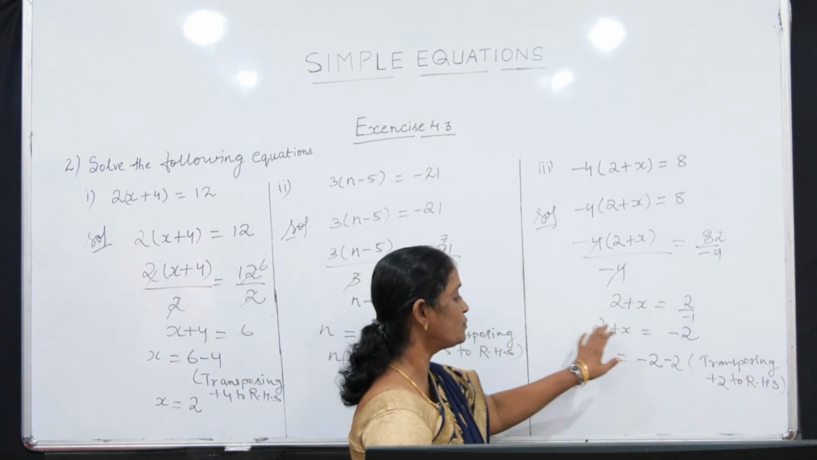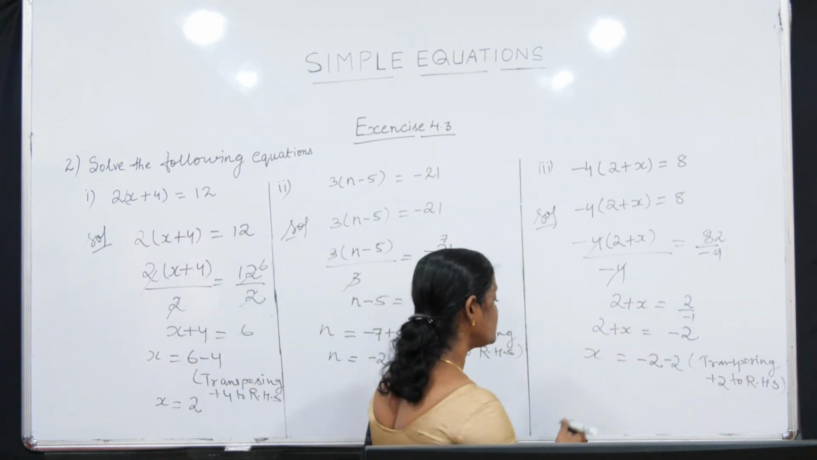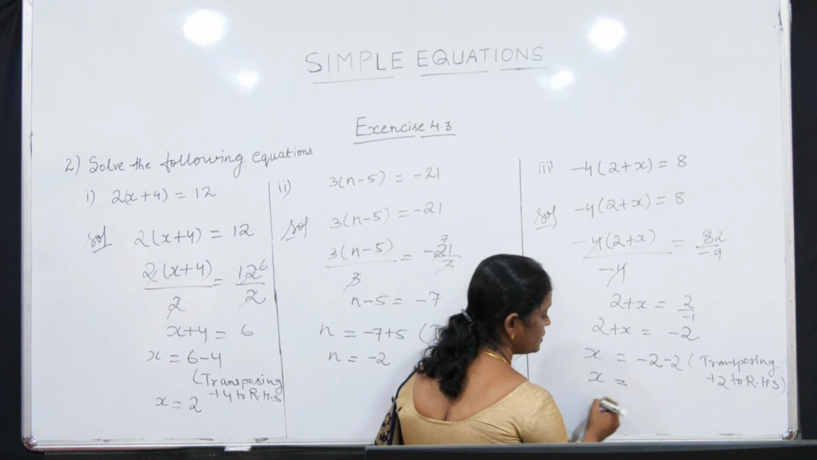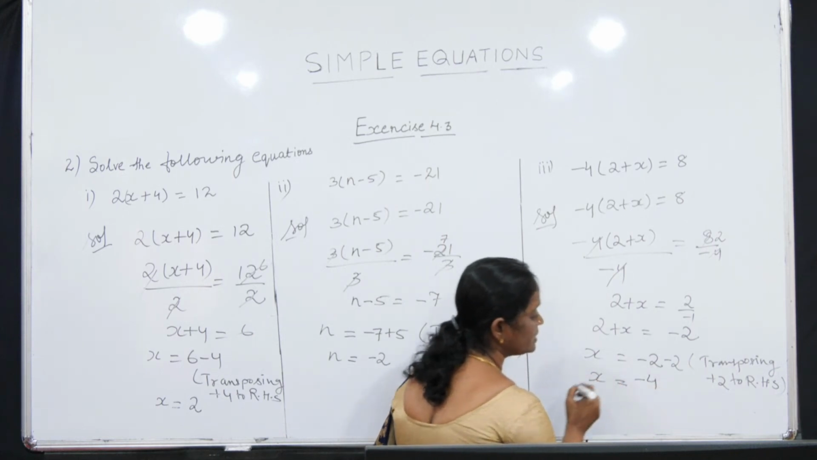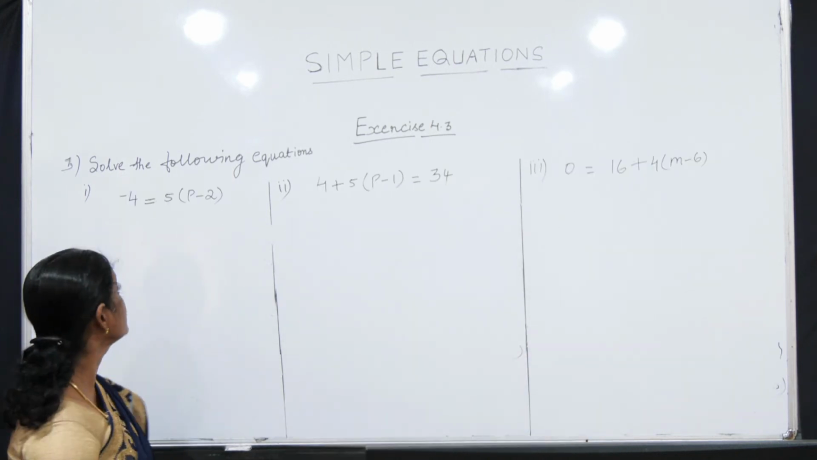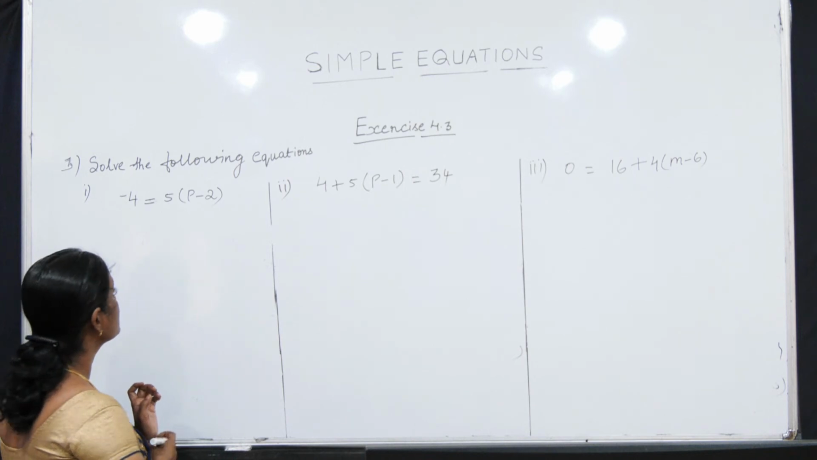This 2 is transposed to RHS, so it becomes -2. So here the solution to the equation is x is equal to -4. Now the next question, third question, solve the following equation.